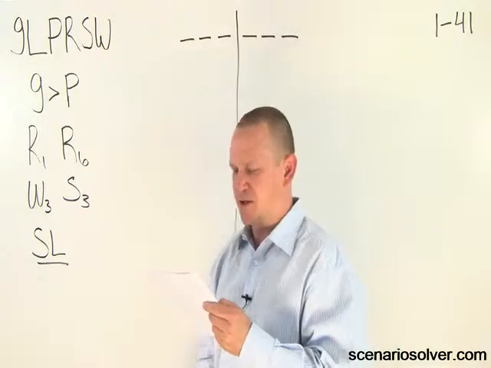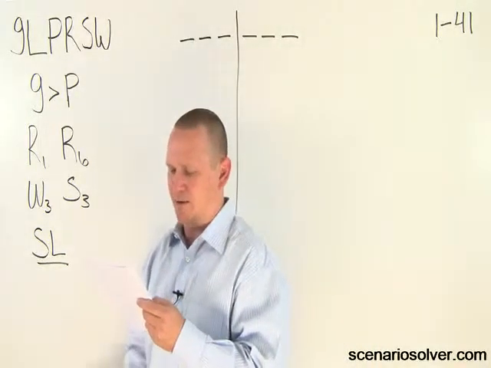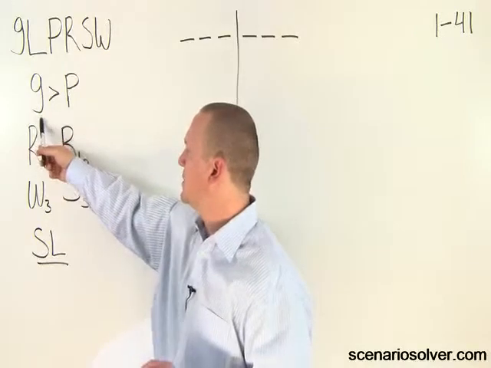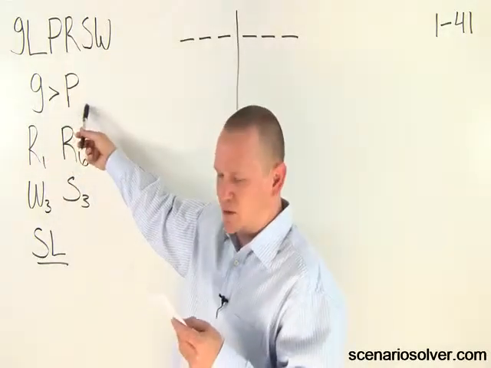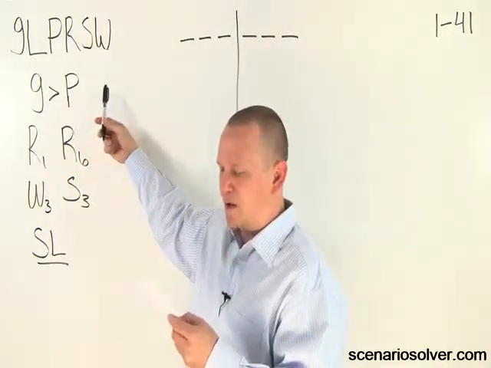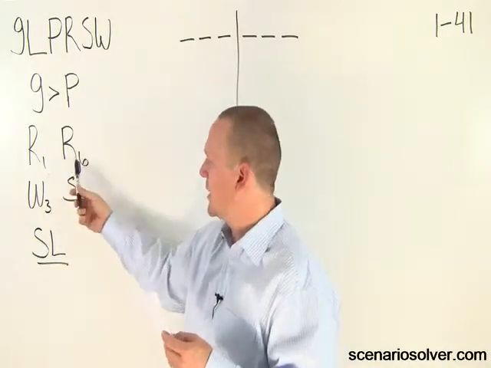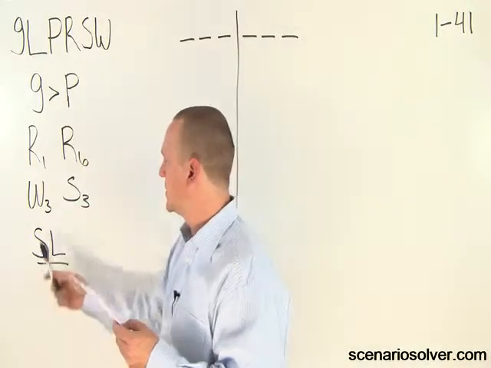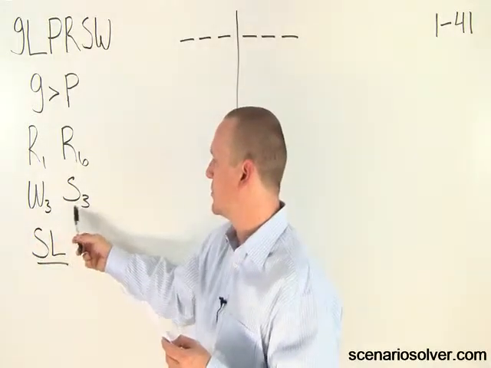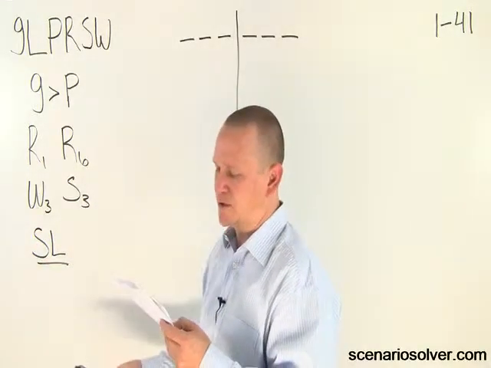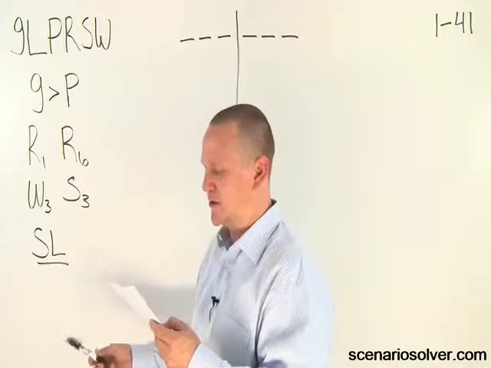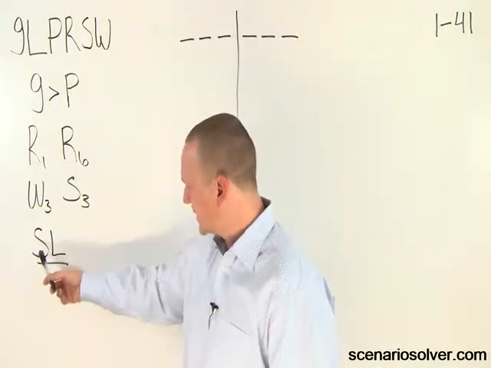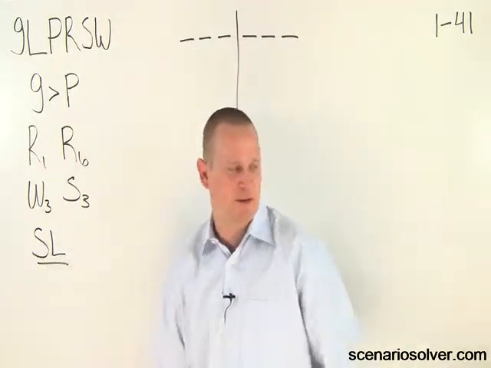The gauze dress is on a lower number hanger than the polyester dress. So we have G is before P. That's a third order rule. The rayon dress is on hanger 1 or hanger 6. Either the wool dress or the silk dress is on hanger 3, so wool or silk on 3. And the linen dress hangs immediately to the right of the silk dress. So here's the silk dress, linen's immediately to the right.